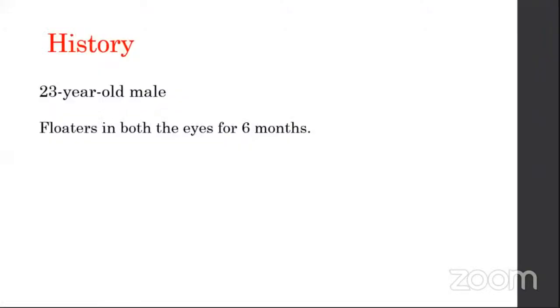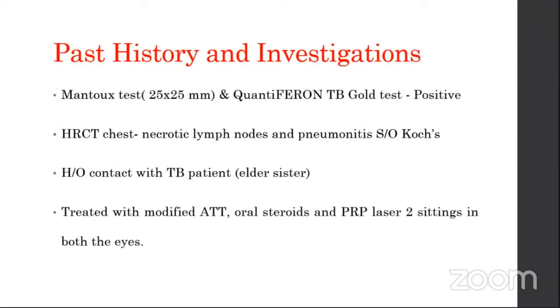So today I'll be presenting a case of a 23-year-old male who presented with complaint of floaters in both the eyes for 6 months. His Mantoux was positive and QuantiFERON TB Gold was positive. His HRCT chest shows necrotic lymph nodes and pneumonitis, suggestive of TB etiology. He had also history of contact with TB patients, and he was already started with the treatment, modified ATT and oral steroids, and he has undergone 2 PRP laser sittings in both the eyes.